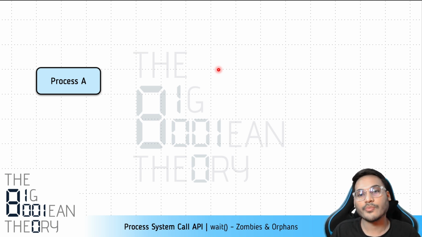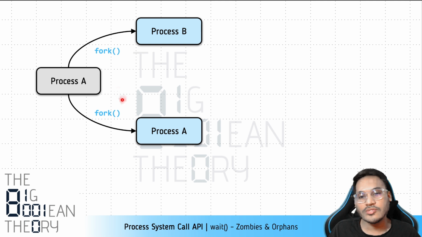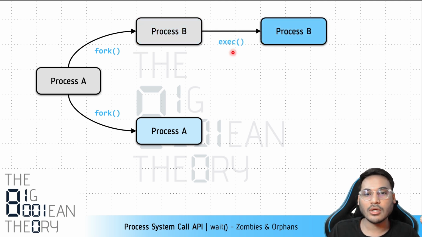Again, let's take process A. Just like in the previous case, process A invokes fork and creates a child process, process B. Now we have two processes in the system: the parent process is process A, and the child process is process B. In the previous case, process A invoked wait before process B exits. Now we will do the opposite. Let's say process B continues execution.